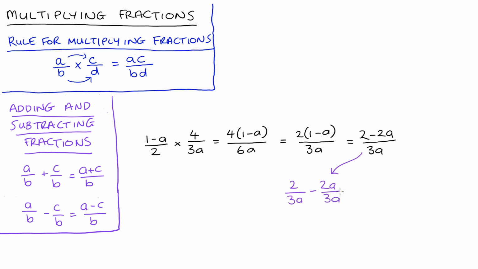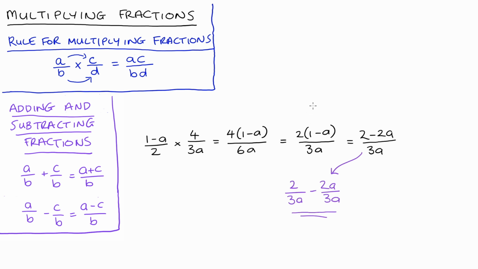We could split it up in that fashion. And if we added them up using our rules, we would get (2 minus 2a) over 3a. So you can see they're equivalent expressions of the same value. And I mention this because students can get very confused between our rules around adding and subtracting fractions and our rules around multiplying fractions together.